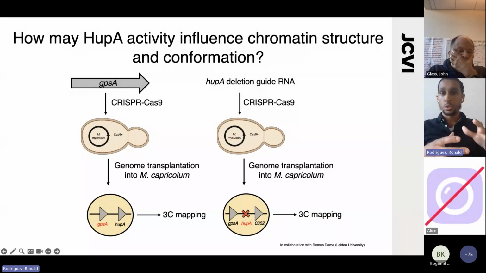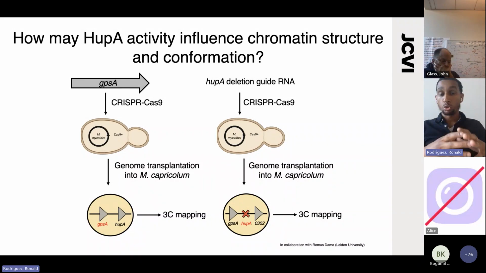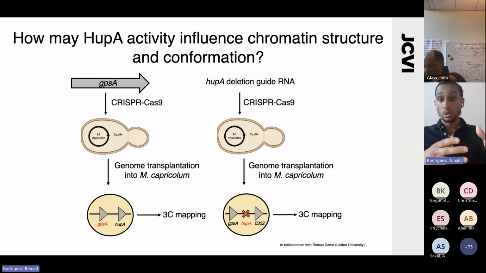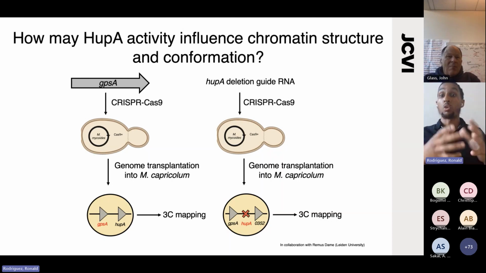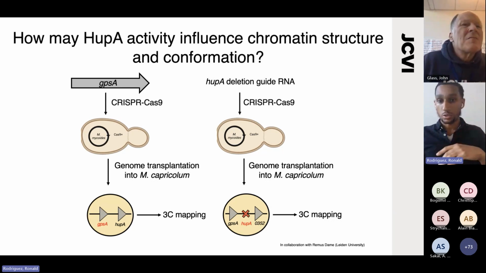We're also interested in whether HUP-A is essential in our minimal cell. You can delete HUP-A in E. coli and recover viable bacteria. They look very weird and grow relatively slowly, but you cannot delete HUP-A in B. subtilis, for example. So we don't know if HUP-A is essential in our minimal cell, and if it's not essential, what the chromatin structure in that cell looks like.